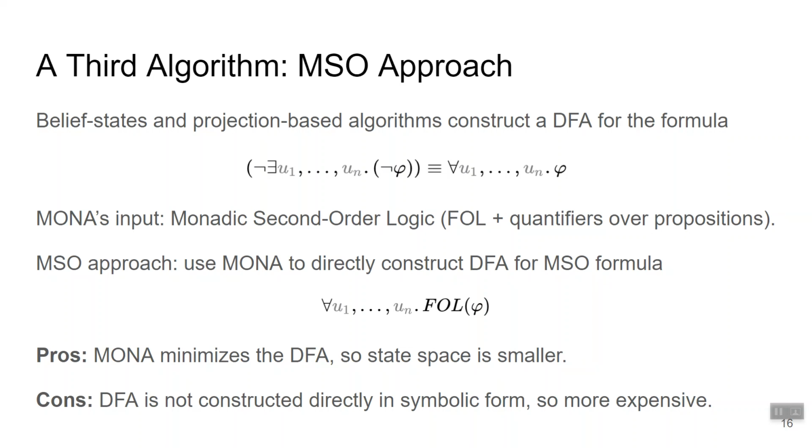The pros of this approach are that Mona always constructs a minimized DFA, unlike the other two algorithms. This means that the DFA state space is as small as possible, which improves the performance of the rest of the pipeline. The cons are that this DFA is not constructed directly in symbolic form, making the construction more expensive and more likely to run out of memory.